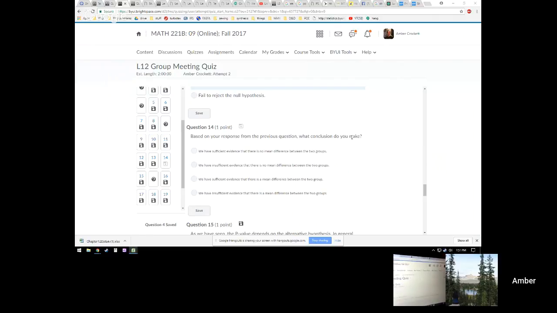Based on your response from the previous question, what conclusion do you make? We have sufficient evidence that there is no mean difference between the two groups. We have insufficient evidence that there's no mean difference between two groups. We have sufficient evidence that there is a mean difference between the two groups. We have insufficient evidence that mean difference. So that one would be B or C. Because we already decided that A and D are wrong, so it has to be B or C.